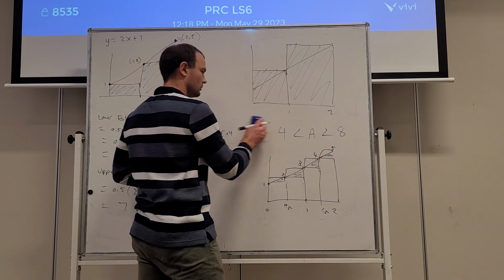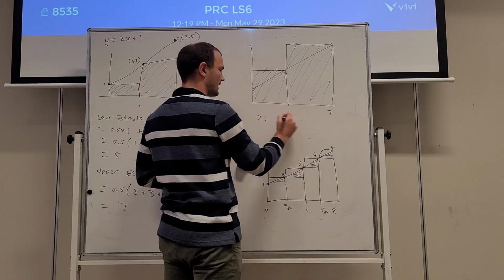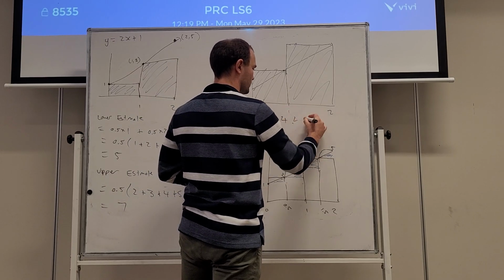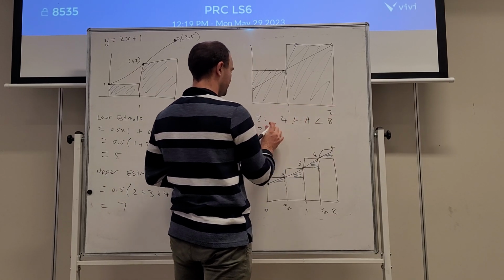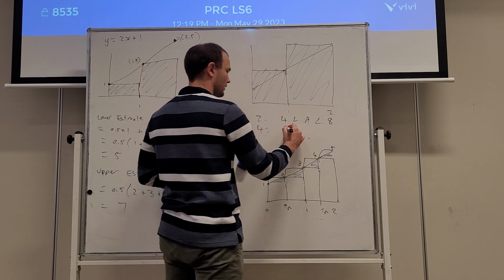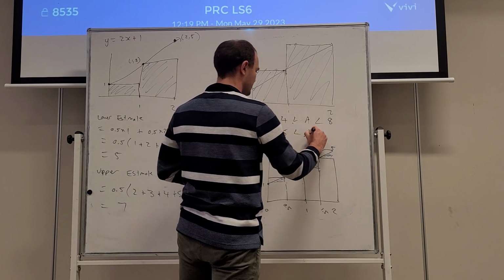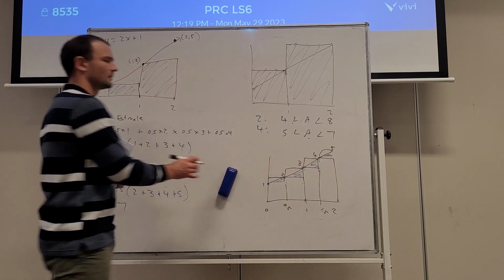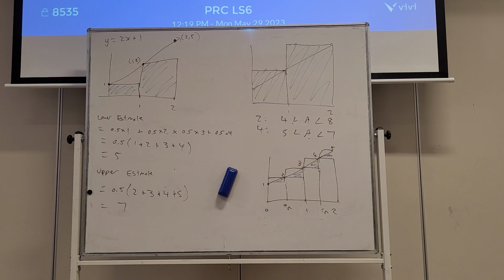All right, so we saw when we had 2 rectangles, the area was between 4 and 8. When we had 4 rectangles, the area was between 5 and 7. So we're narrowing down that error for the area.